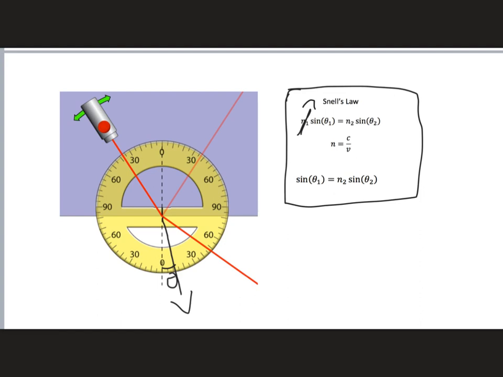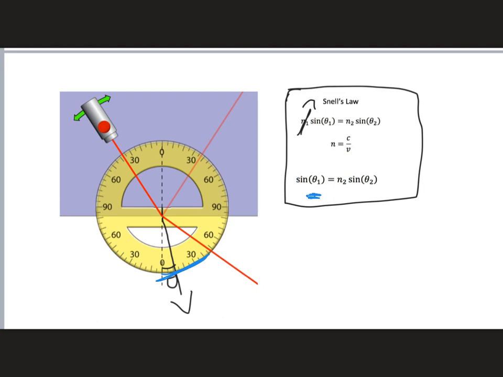So one thing that we have done time and time again, when we want to represent data and understand trends and relationships, is that we graph the data. And so that's what we're going to do in this experiment. I'm going to give you a bunch of incident angles, theta 1, and you're going to set them up, and you're going to measure the refracted angle, which is the angle to the normal line again, and you're going to find theta 1 and the corresponding theta 2, and you're going to plot them.